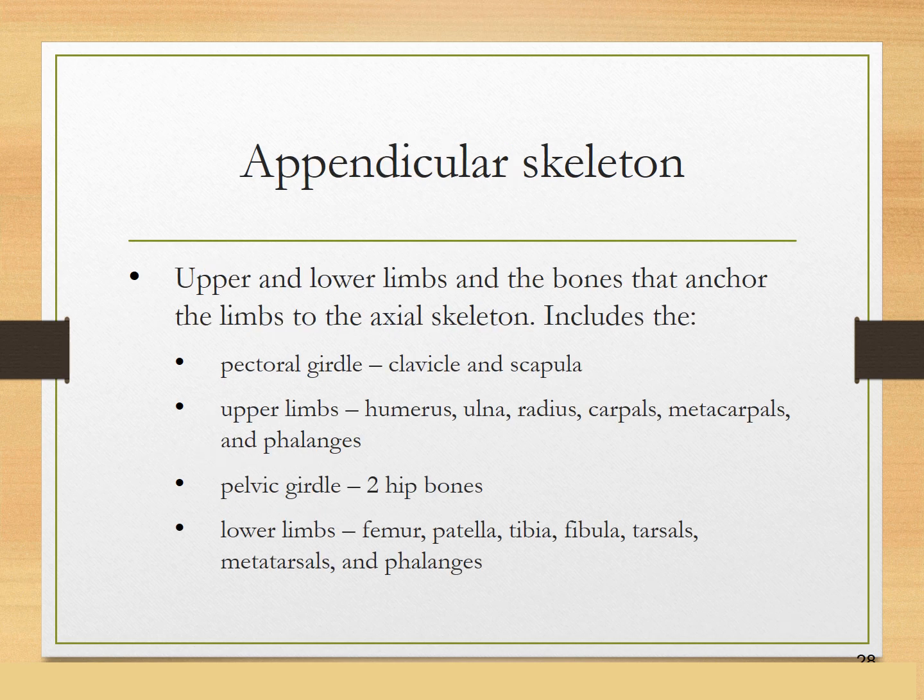The appendicular skeleton is the arms and legs, or upper and lower limbs, and the bones that anchor the limbs to the axial skeleton. This includes the pectoral girdle, your upper limbs, your pelvic girdle, and your lower limbs. This is going to be covered in a separate PowerPoint presentation.